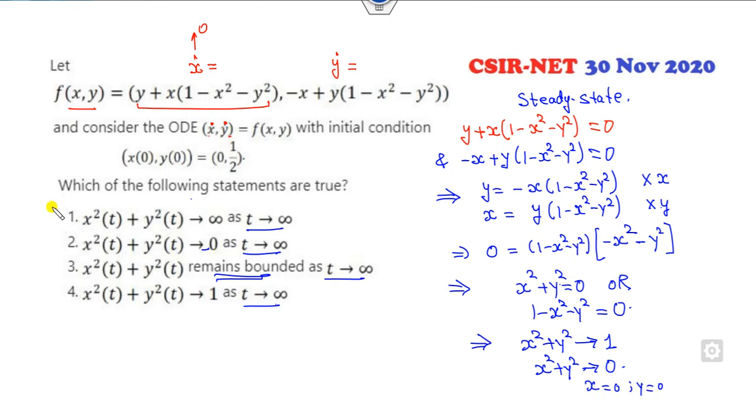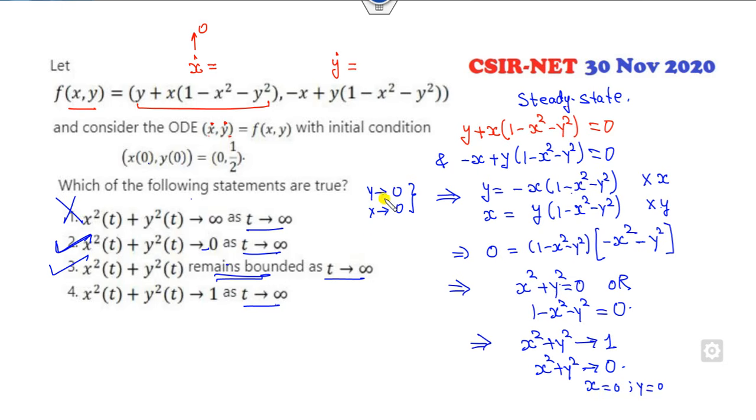This x square, first this option is definitely cancelled. Okay, now look at that, x square y square goes to 0, that's fine. Whenever it goes to either 0 or 1, it means it's a bounded function, that's correct. x square plus y square will go to 1, is it correct or not? Now from here, if you look at that, if x square plus y square goes to 1, so this means y will go to 0, x will go to 0. It means it has a boundary, but initial condition is only 0.5.